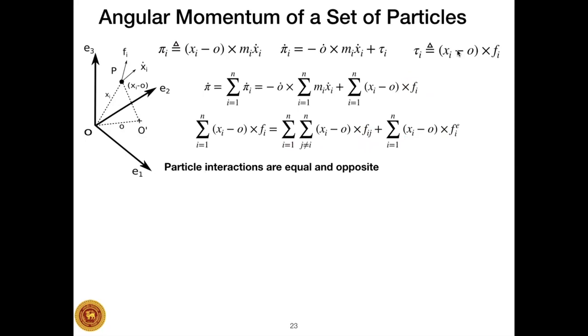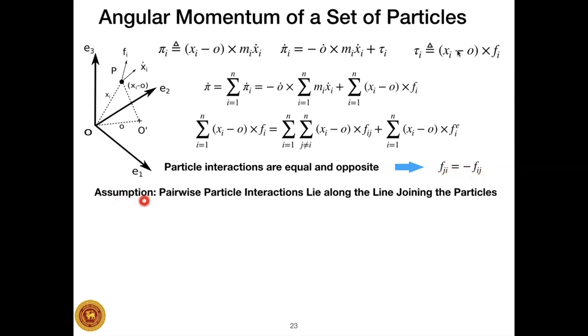Now the third law of Newton's equation, which is also a consequence of linear momentum, tells us that the particle interactions are equal and opposite. Now if additionally you assume that these particle interactions... So when a particle I interacts with particle J, their interactions are equal and opposite.